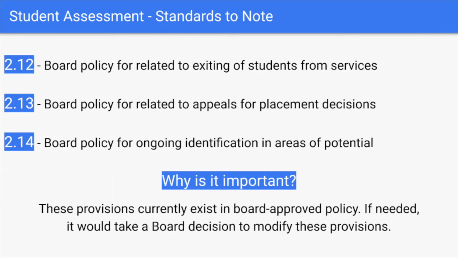2.12 is regarding board policy for exiting of students from services. And 2.13 regards board policy relating to appeals for placement decisions. And then 2.14 is board policy for ongoing identification in areas of potential. So check, check, check. All of those we've got.